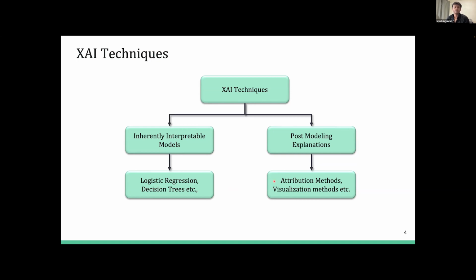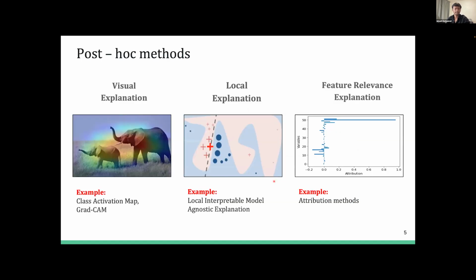In our research, we are going to focus on post hoc applications, which are further classified into three different classes. First is visual explanation. Common examples are class activation map and GradCam, in which we can get contour plots and images from which we can understand which factors are contributing towards the decision of the deep neural network. Second is local interpretable models, and the third is feature relevance explanations, which are about attribution. It tells us which variables are contributing towards the decision.